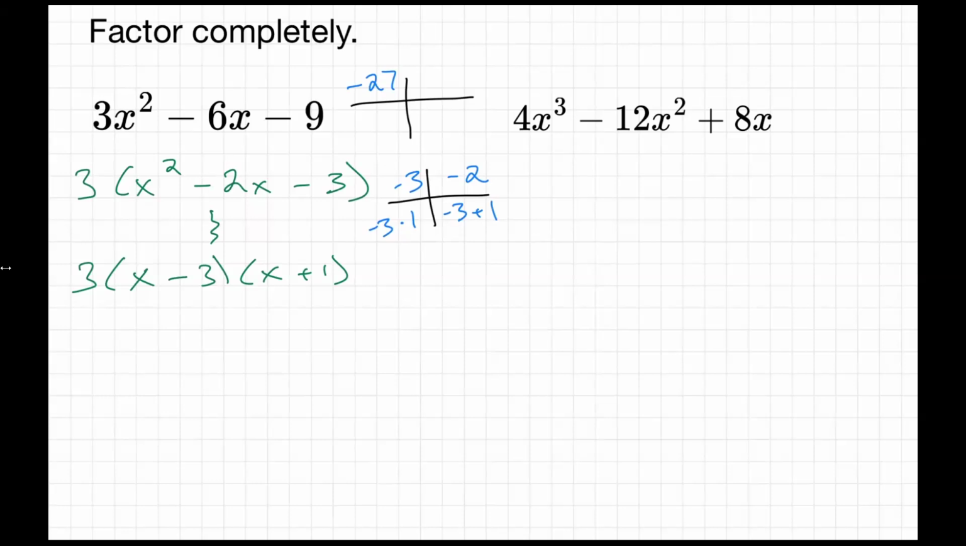Now, could you still have used the negative 27 and got it done? Yeah, of course, right? However, what did I do with the second one here that we want to make sure to watch out for?